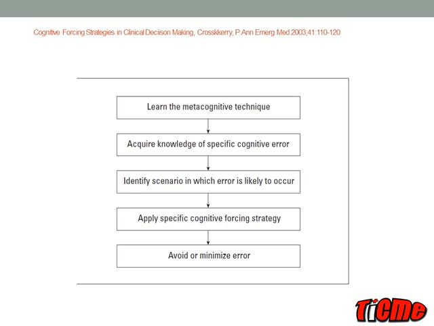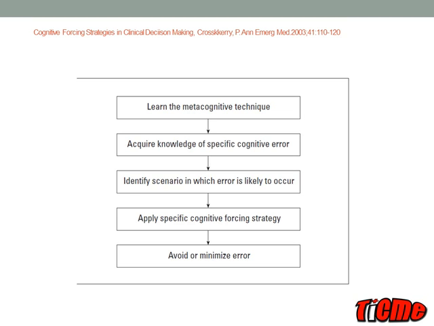So, if we are going to go through this system from start to finish about how we are going to recognize and then prevent these cognitive errors, we are going to learn those metacognitive techniques. We're going to acquire the knowledge of the specific cognitive error. We are going to identify the situation in our medical lives where that error is most likely to occur, and then we are going to drop in that special cognitive forcing strategy that helps us recognize and then avoid making that error.